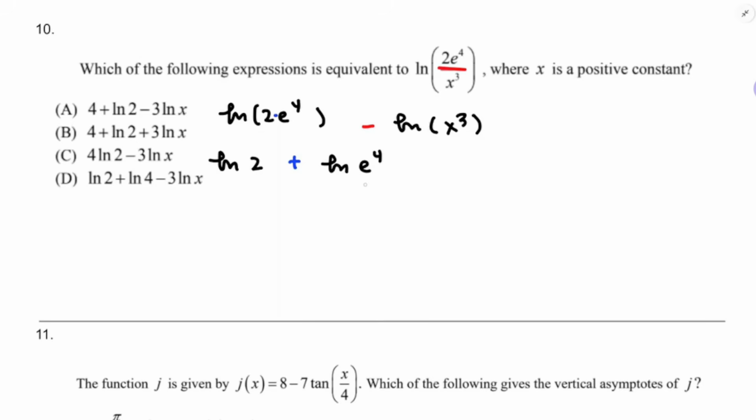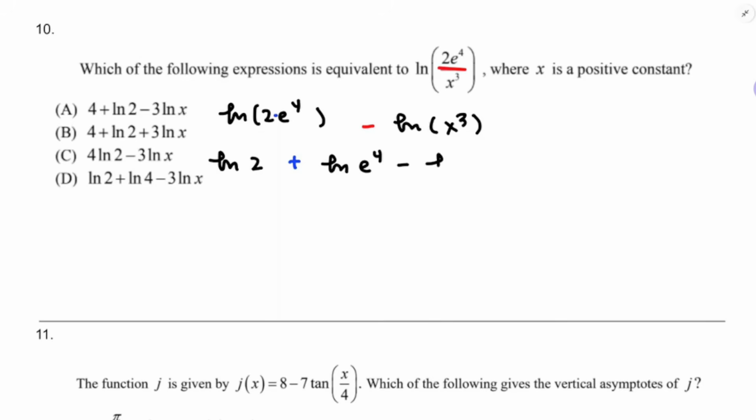Okay, now you need to know that this thing here is just going to equal 4, because the natural log of a number is the special exponent we put on e to get that number. So if I ask you what exponent do I put on e to get e to the 4, you would tell me 4. And that's why that log is 4.